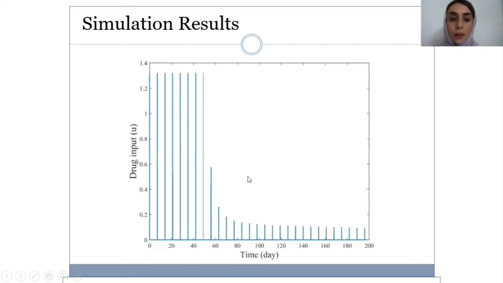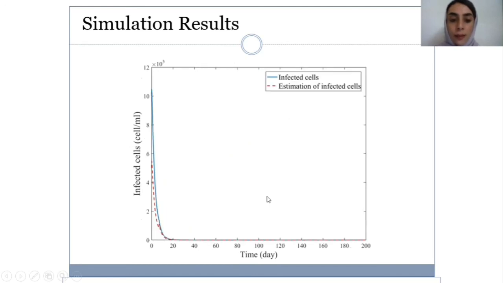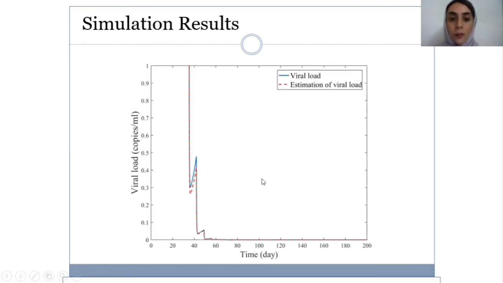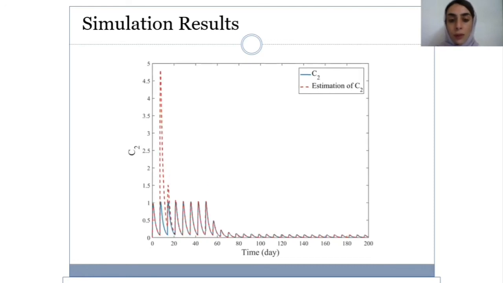This figure shows the drug input of the corresponding controller, and this figure shows the time variations of the healthy cells by the blue line and its estimation by the dashed red line. This figure shows the infected cells and its estimation, the viral load and its estimation, the concentration of the drug at absorption site and its estimation, the concentration of the drug at blood and its estimation, and all of these figures show that the observer has a good performance and the estimated states converge to their actual values while the controller objective has been achieved.